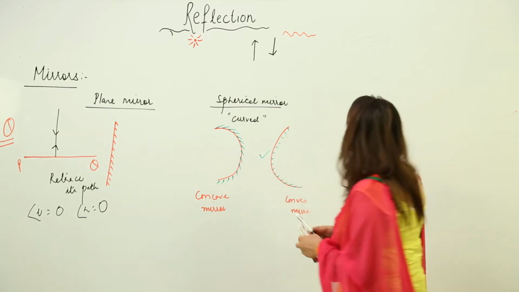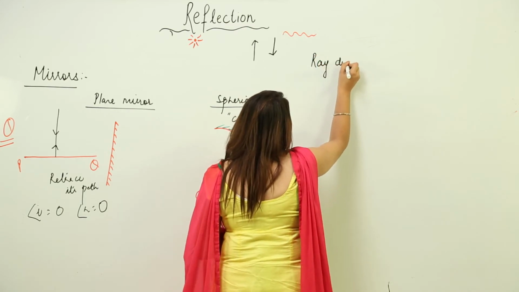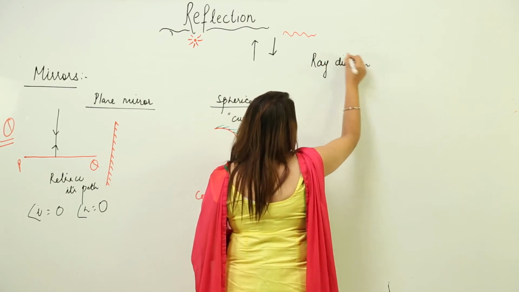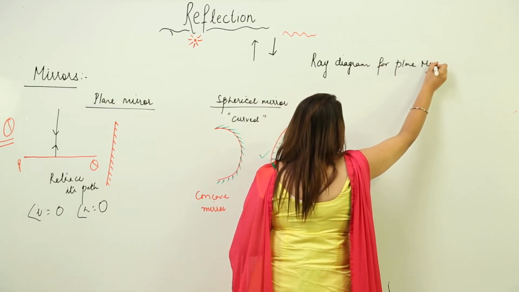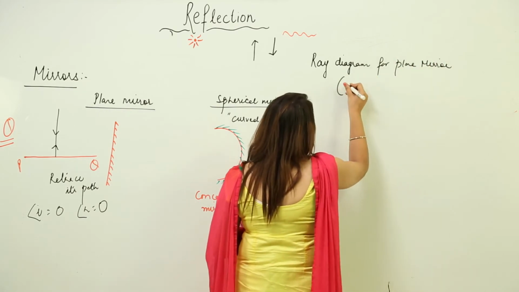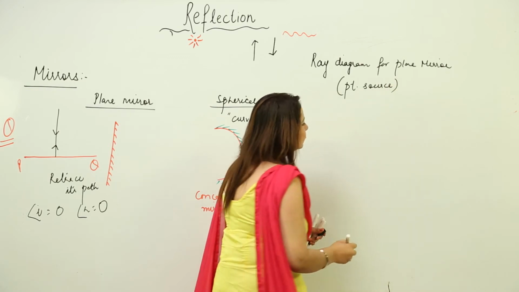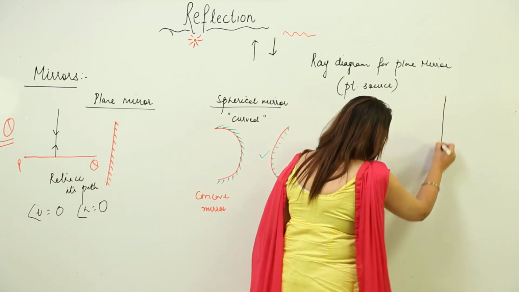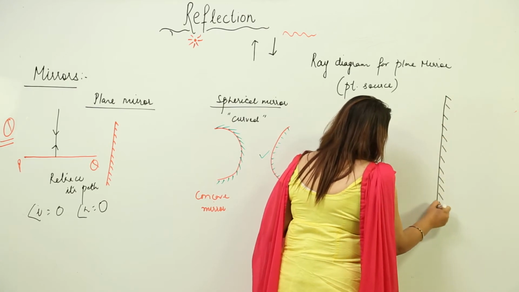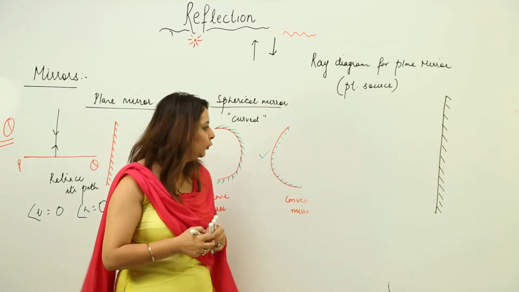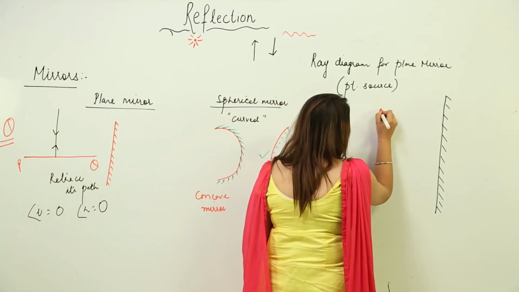So we are just going to draw a ray diagram for plane mirror. And what kind of source am I using? A point source. So let's make the plane mirror first. You know that we make a plane mirror like this, a big line with small oblique lines, and as I told you, we have a point source. So let's say this is my point source.